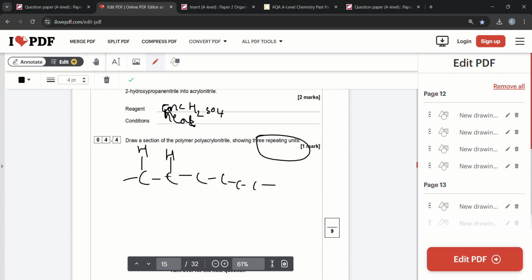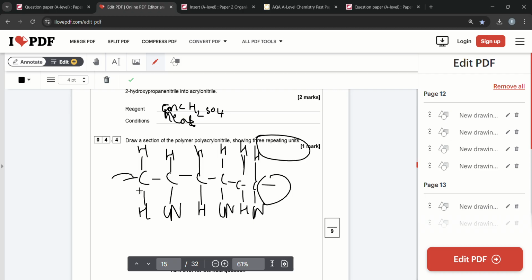We've got CH2, CH, CN, CH, CN, same thing, just repeating units. And obviously show these as well.